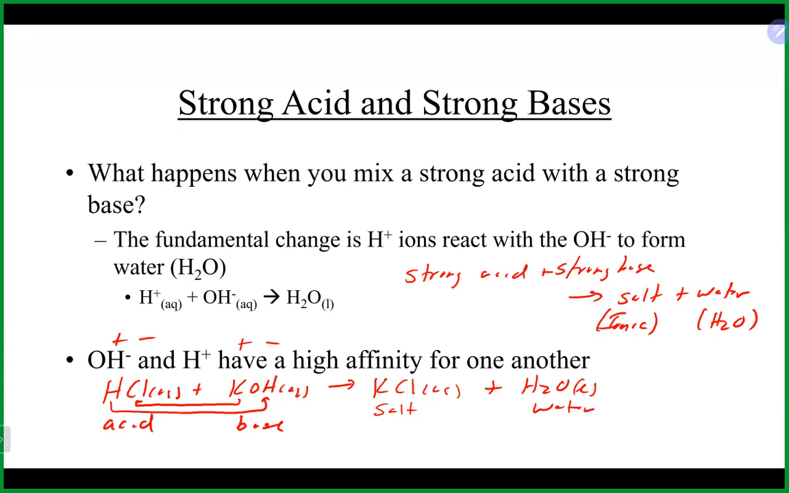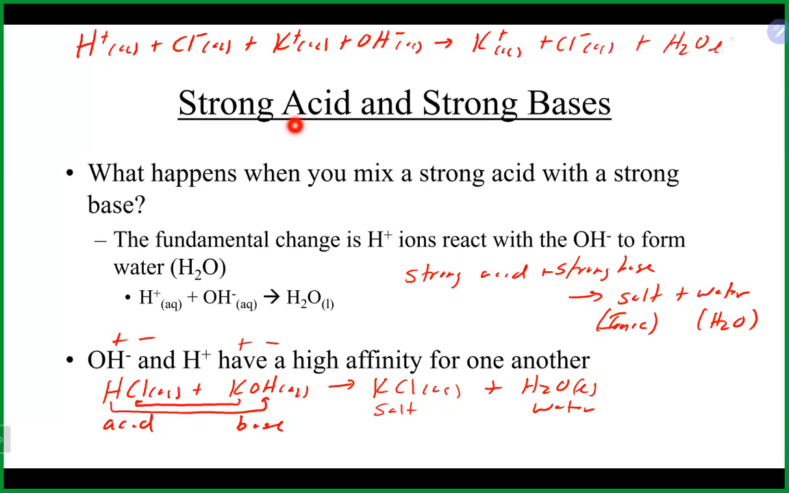We can write a total ionic equation for this. Because that is a strong acid, it will break apart into H plus and Cl minus. Because that's a strong base, it will break apart into K plus and OH minus. Potassium chloride is a strong electrolyte, which will break apart into K plus and Cl minus, and water is a liquid, which means it does not break apart, it stays together. So here we would want to keep water together.